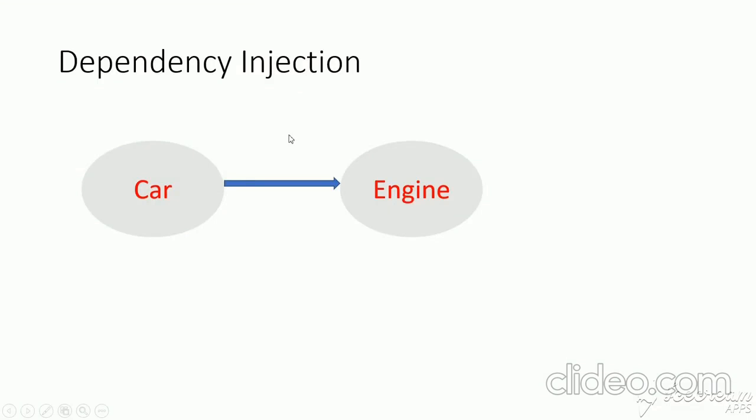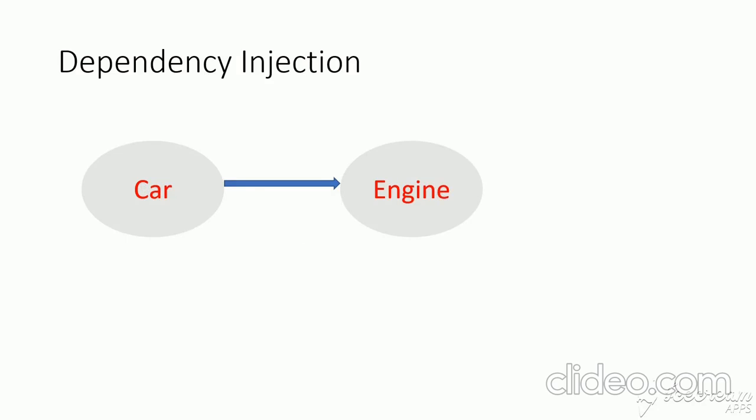So this is the typical way of creating a dependent object. As you observe here, engine and car are tightly coupled. If they are tightly coupled, it is very difficult for testing, and it is very difficult for maintaining the code. Dependency injection will reduce the coupling between car and engine.